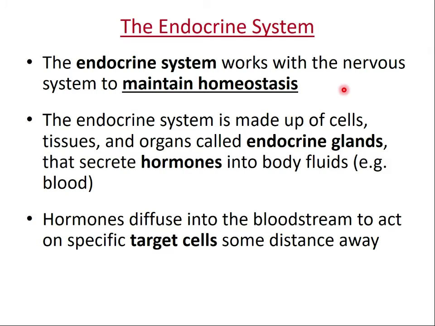The endocrine system works with the nervous system to help maintain homeostasis in the body, to help maintain a balance and a proper internal environment. The endocrine system is made up of cells, tissues, and organs called endocrine glands. They secrete hormones into body fluid, for example, blood. Hormones diffuse into the bloodstream to act on a specific target in a different location.